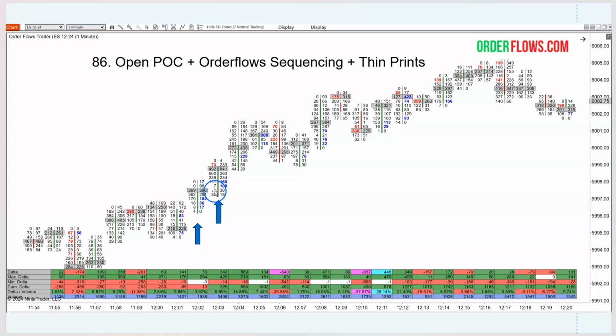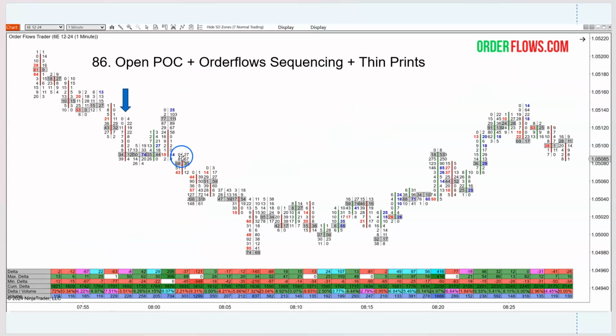Here's the same thing. Your thin print is 1, open point of control, sequencing taking place. See 18, 30, 108, 169, 234, 263, 843. So now you have 3 things taking place in the market. Okay. Open point of control, thin print 0, 2, and sequencing coming in here. 3, 8, 9, 34, 39.